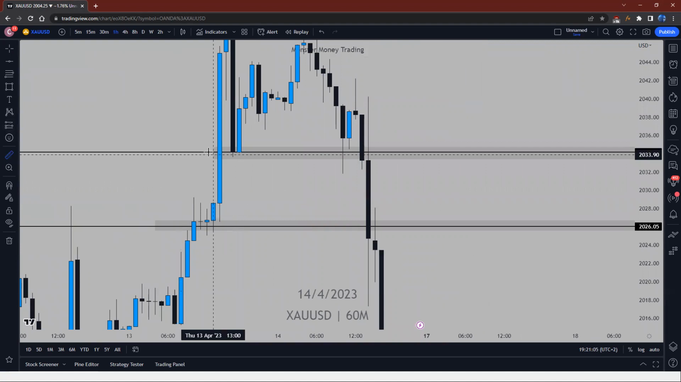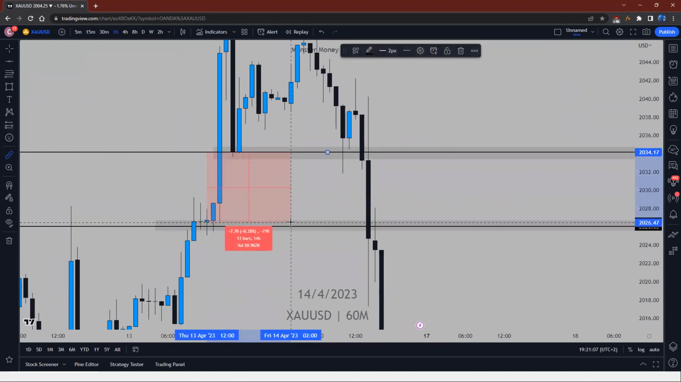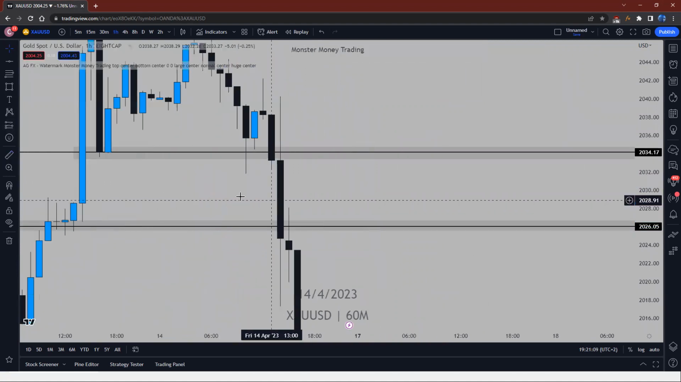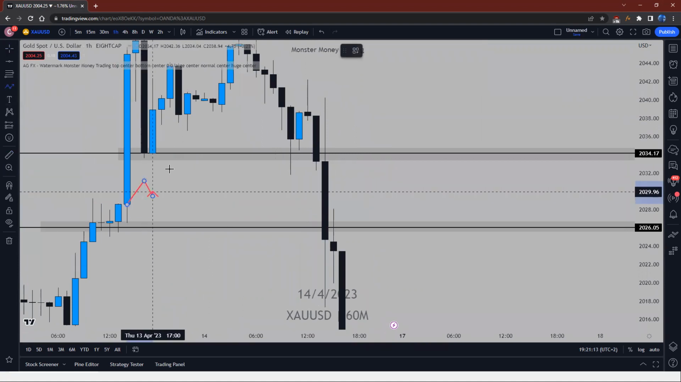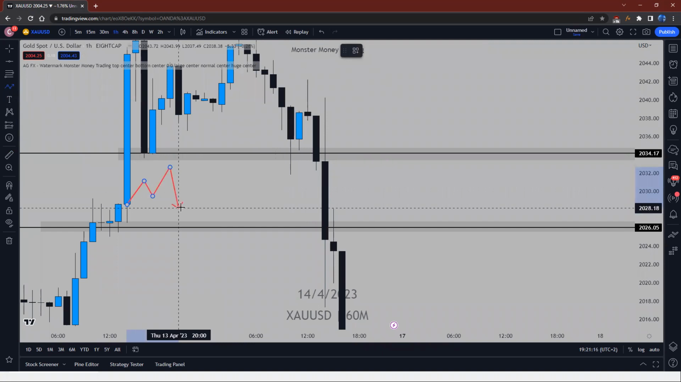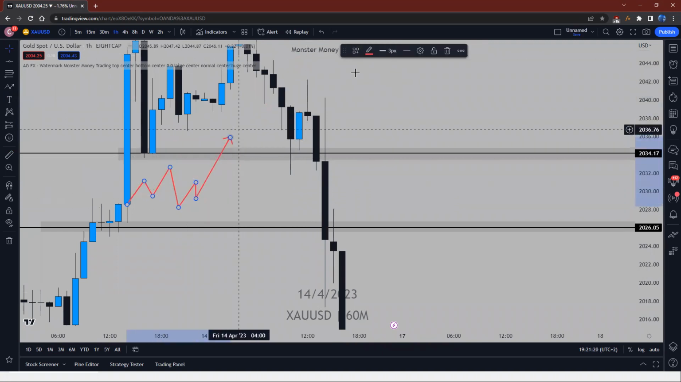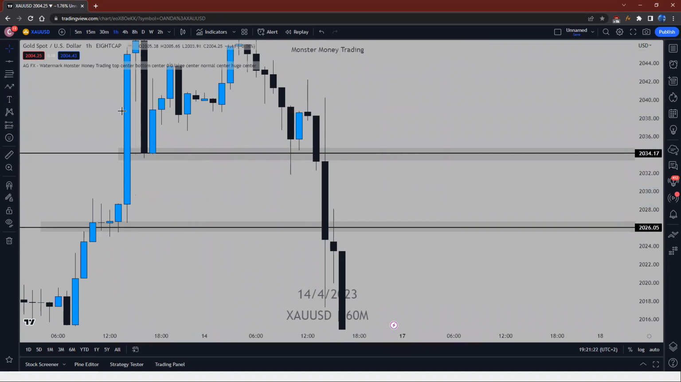So these candles right here, we would consider clean traffic. There's no level of resistance that could turn to support in this area. There's no worries for us here. It's pretty much plain sailing down to the next level of support.